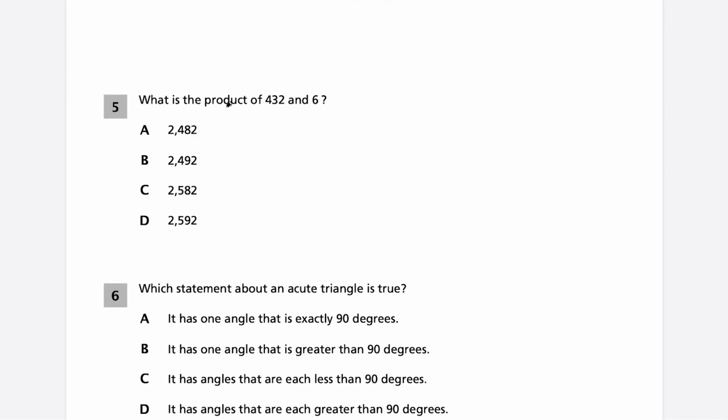Question 5, we want to know what is the product of 432 and 6. So product is just a fancy way to say multiply. Okay, so we are going to multiply 432 by 6, and we're going to use long multiplication. So we have 432 times 6, and now I just go from right to left. I'm doing 6 times 2 is 12. I write my 2, and the 1 in the 12 gets carried to the tens place. And now I have 6 times 3 is 18, and 18 plus 1 is 19. Okay, so I have 19, and then I carry my 1.